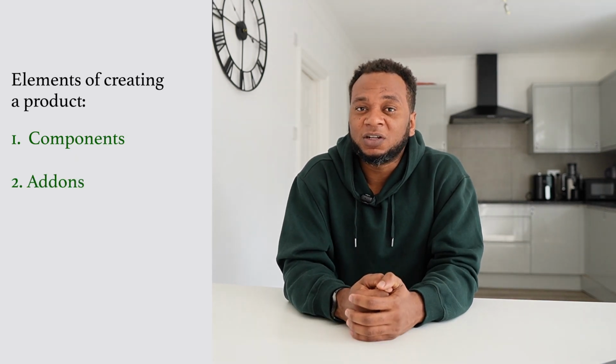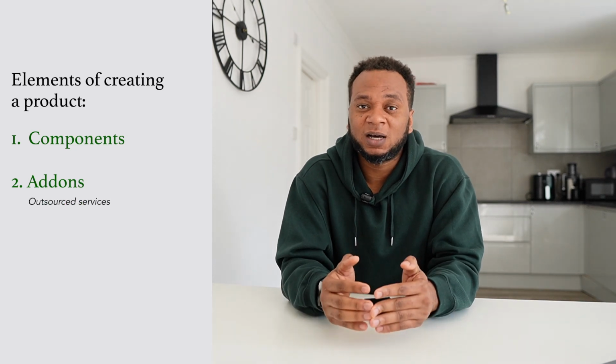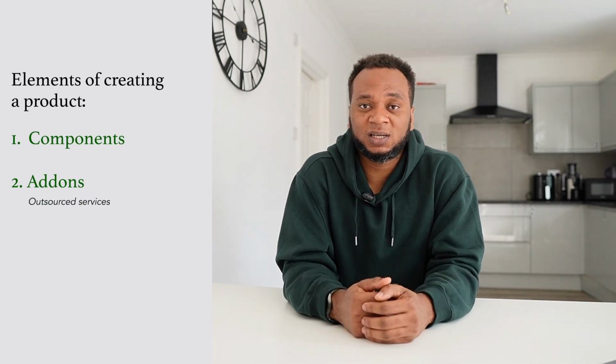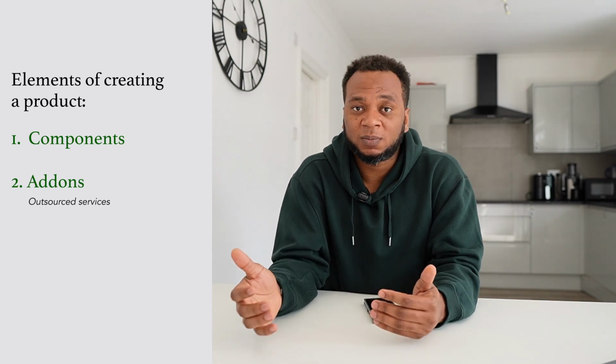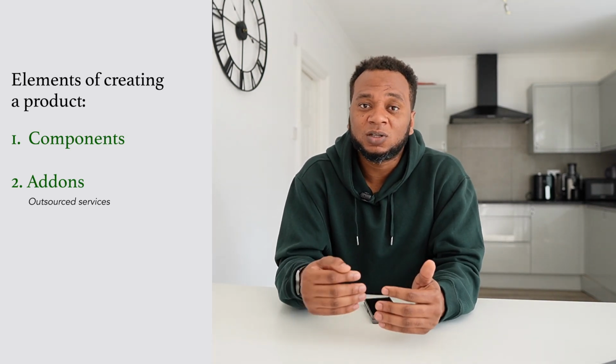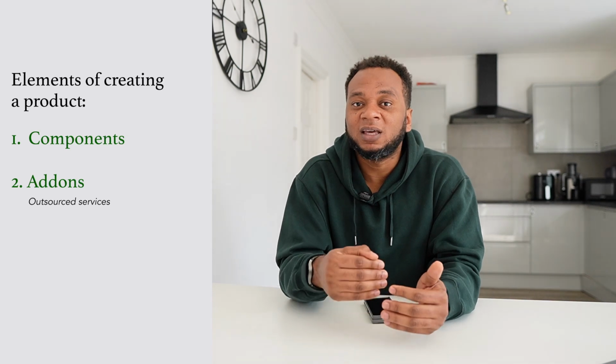The second one is add-ons. This is very useful if you outsource a particular part of your production process. So with the cake example, if you outsource the baking to a third party, you can put the cost of the third party as an add-on.